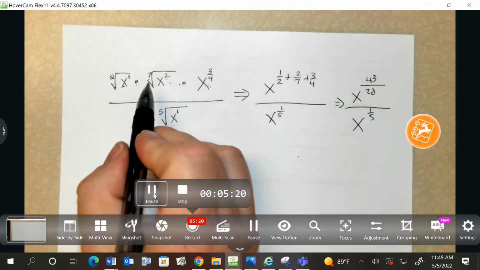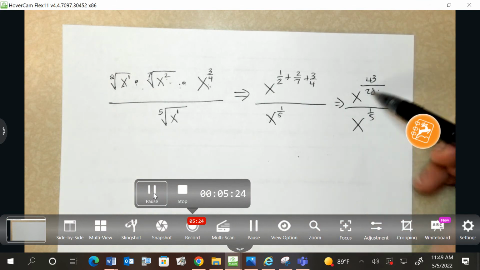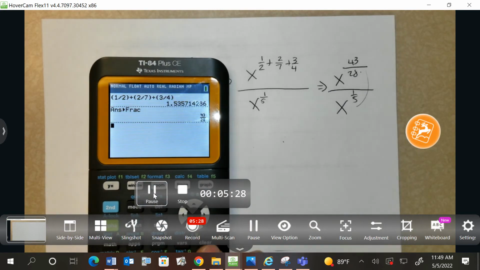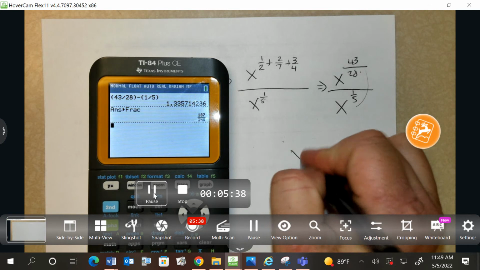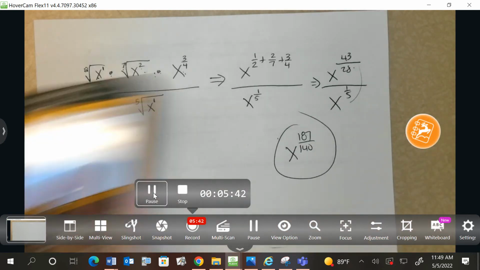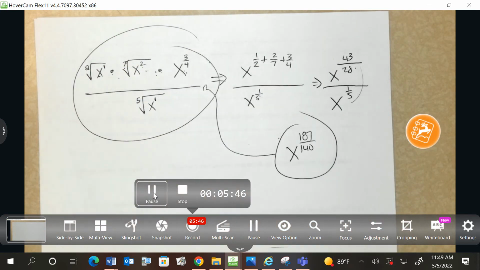So when you're multiplying, you add the exponents. When you're dividing, you subtract them. So I'm going to take that 43 over 28, and I'm going to subtract it from 1/5. Putting it back into a fraction, and I have 187 over 140. This is equivalent. It's the simplified answer to this original expression.